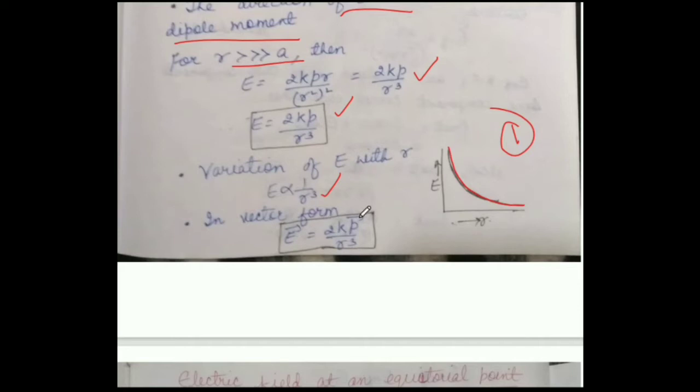And in vector form, you can write that the direction of electric field is the direction in which the dipole moment is there. So, you write it in vector form also. In this way, this question you have to solve, electric field due to electric dipole.